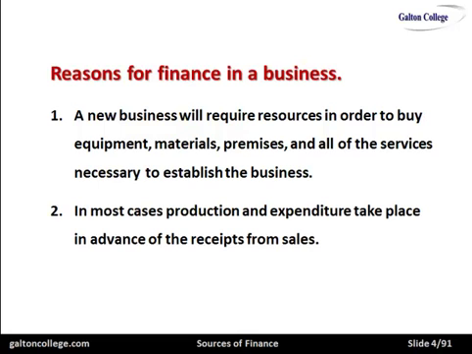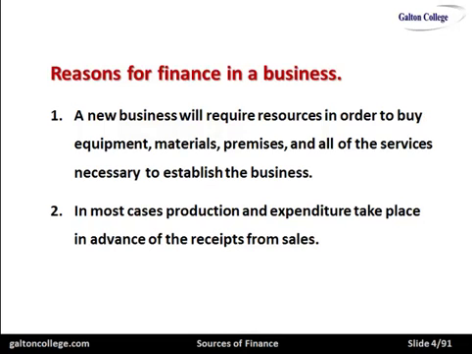In most cases, production and expenditure take place in advance of receipts from sales. So even with an established business, they need sources of finance because their production takes place before they sell the product. It should be pretty obvious that production takes place, the product is produced, and then the product is sold. So there is a time difference between production and the receipt of the resources, the money from the sale.